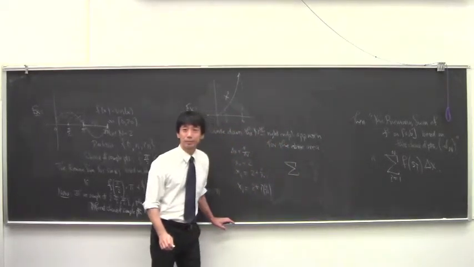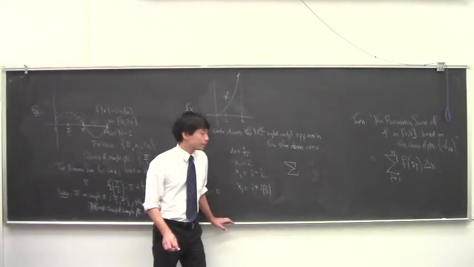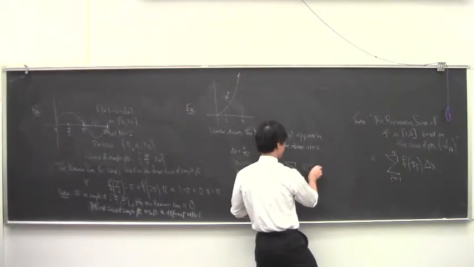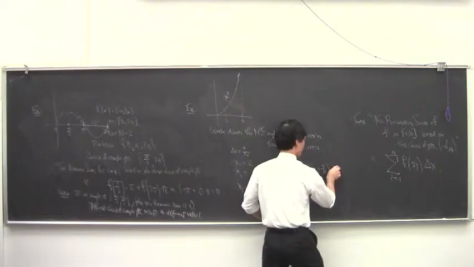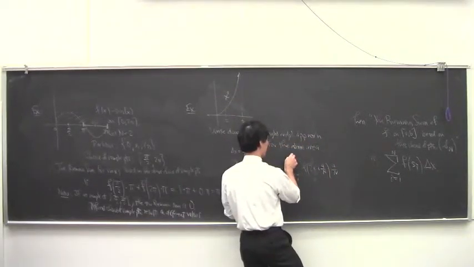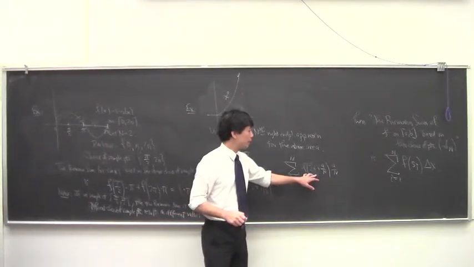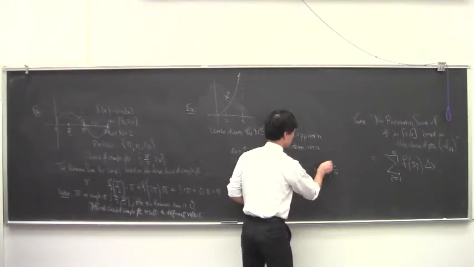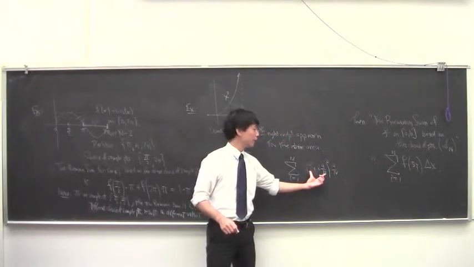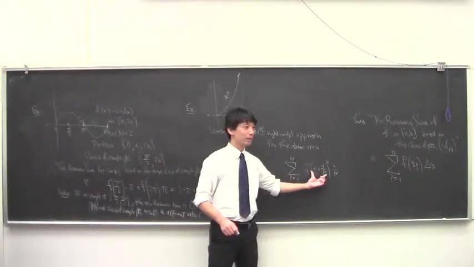What should I write here? Anybody? Ryan, yes. f of 2 plus i 4 over n, quantity, times 4 over n, sum from i equals 1 to n. Right? You take your function, which is the squaring function, and you evaluate it at the right endpoint. What's wrong with it?